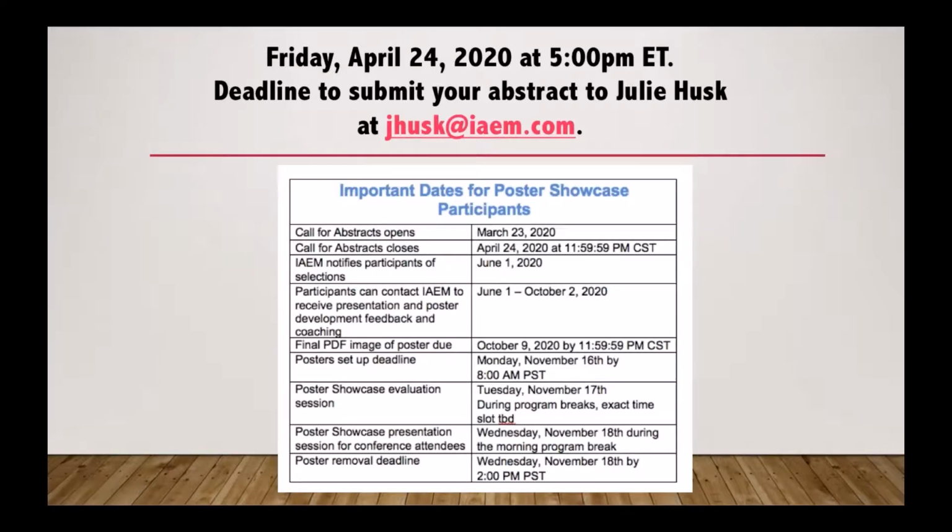So this is a screenshot from our poster guidance, and it has all the dates that we have talked about here in this webinar. The deadline date to be aware of, other than when we open the call on March 23rd, is the deadline when abstracts are due, which is April 24th at 11:59 Central Standard Time. IAEM will notify all participants of our selection by June 1st. And as Kathy mentioned earlier, between that June 1 date and October 2nd date, you may contact us to request a coach or mentor to provide feedback on your presentation or your poster.